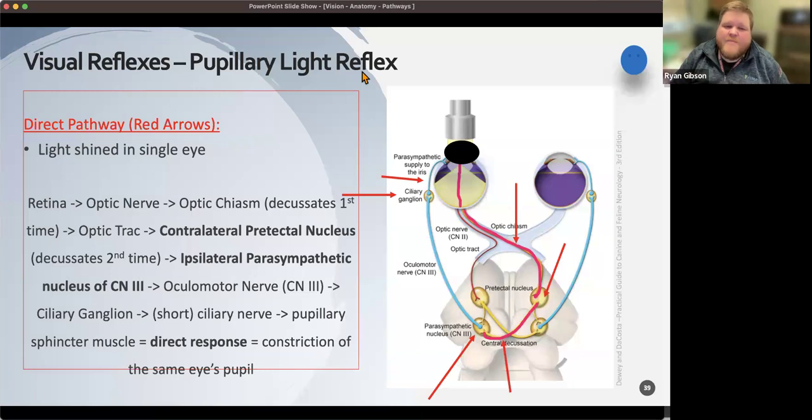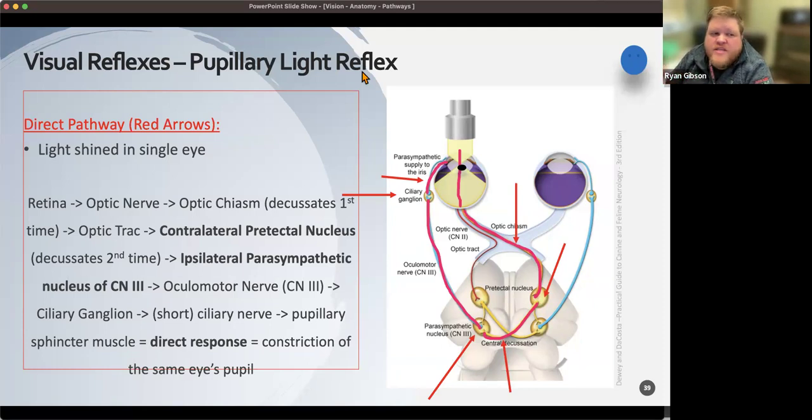And so when we stimulate the parasympathetic nucleus of cranial nerve 3, that signal is now going to go up to our ciliary ganglion, which is going to directly control the parasympathetic supply to the iris, which means we're now going to get direct constriction of that eye. So that is the direct pathway. Light in, optic nerve, crosses at the chiasm, goes to the pretectal nucleus, crosses again to the parasympathetic nucleus, travels up cranial nerve 3 to the ciliary ganglion, and then causes parasympathetic supply and causes us to constrict the eye.